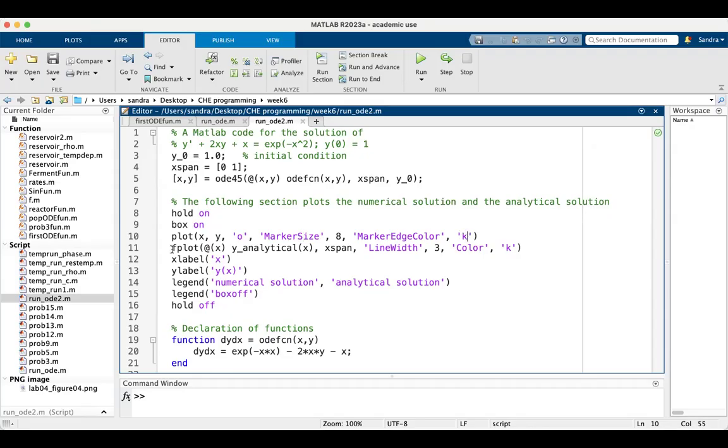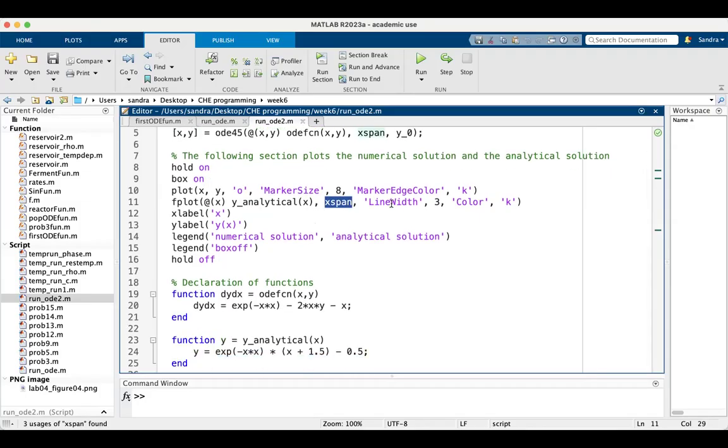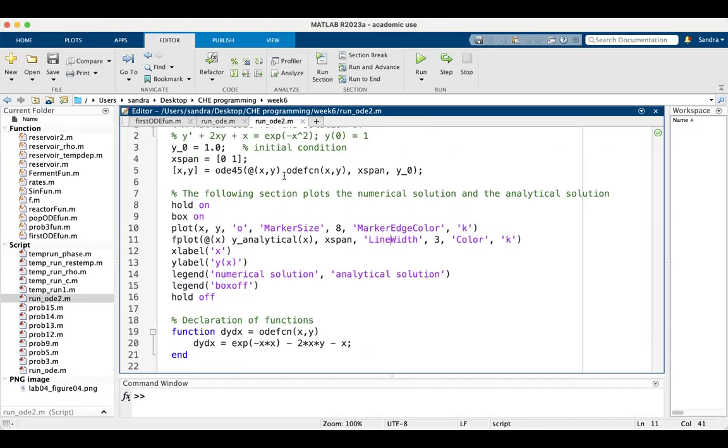Now I also need to plot the analytical function. You have already solved it manually, right? So this is the analytical function, and I've coded it here. If you give an x value, correspondingly you will get the y value from this analytical function. The xspan gives the x values, from 0 to 1, and it will be a line with line width 3 and color black. Again, I have the x label, y label, and the legends also. So basically, we now have two functions here, one for the ODE and the other for the analytical function.